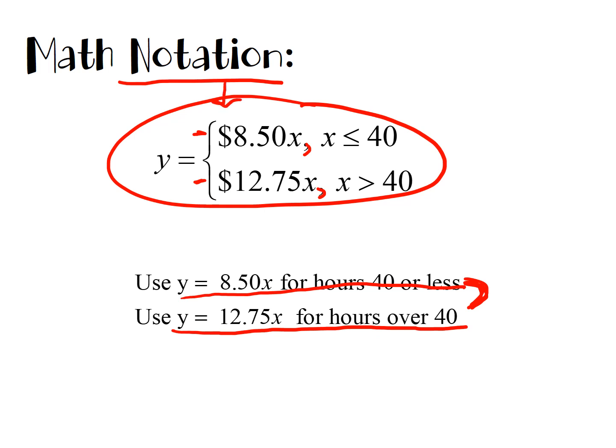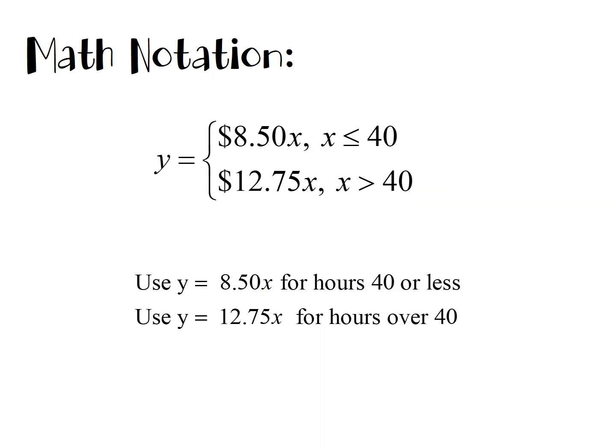So that's the mathematical notation for piecewise functions. That's how we're going to be writing piecewise functions throughout the rest of this video and so on, okay? So make sure you understand what we're talking about when we have a function like this. We're saying y is equal to that first portion, 8.5x, when x is less than or equal to 40, and then y is going to be equal to this part of the graph when x is greater than 40. So it's all dependent on what our x values are going to be. Then our graph is going to change, okay?